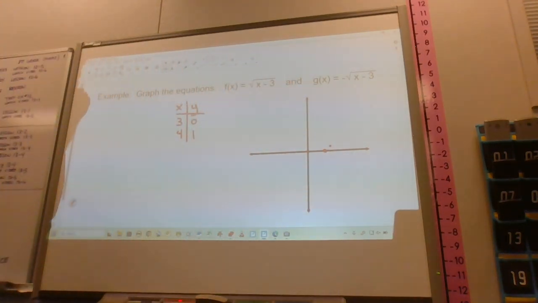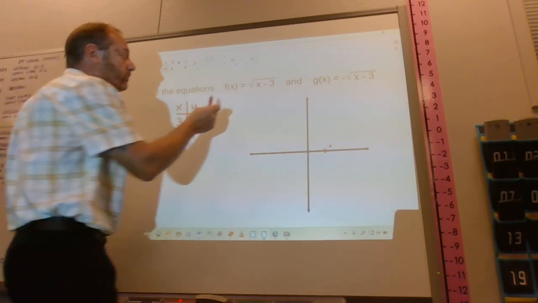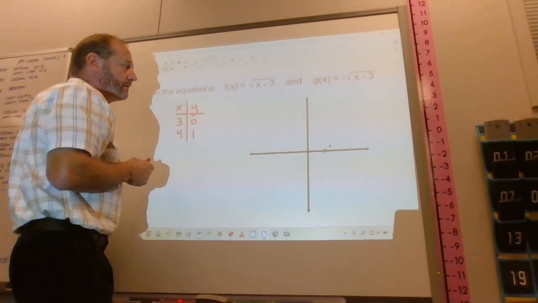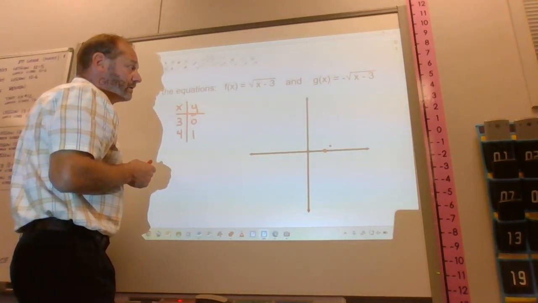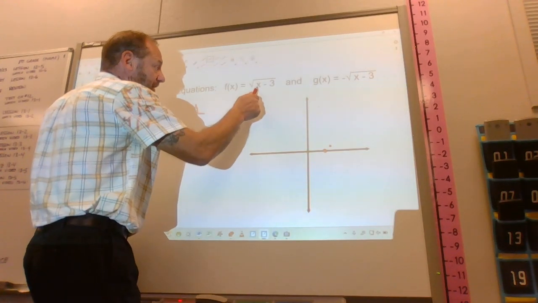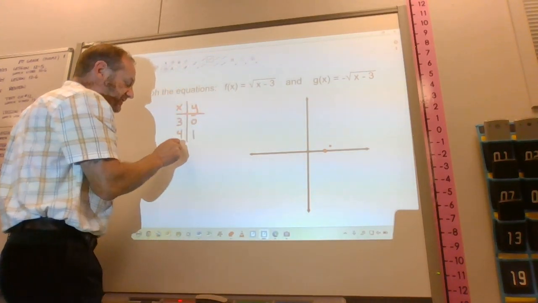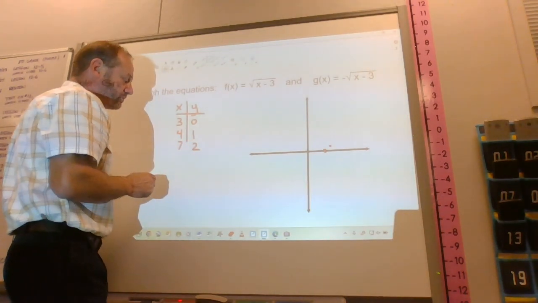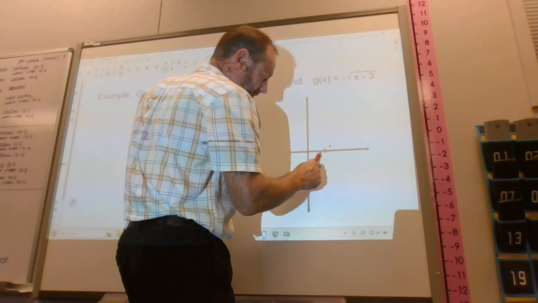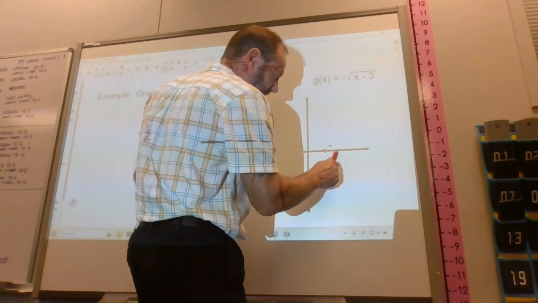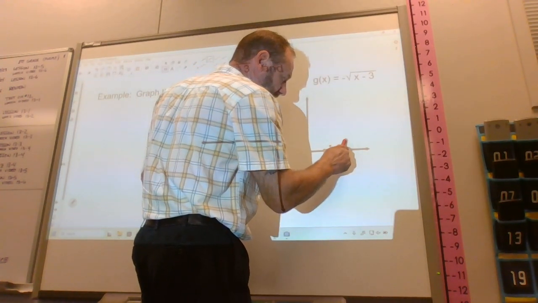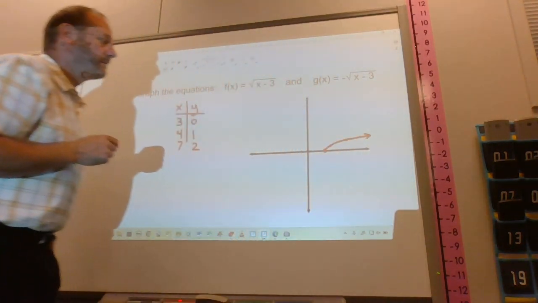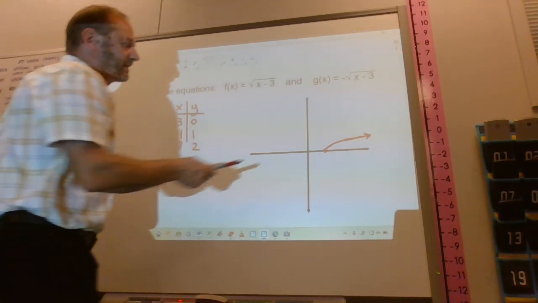Now, I'd like to have a really friendly number come out of this thing. I'd like to have a whole number come out. Well, the next perfect square is going to be 4, so I'm going to need a number that will make this 4. If I put in 7, 7 minus 3 is 4. When I square root that, I get 2. So 1, 2, 3, 4, 5, 6, 7 is going to give me 2. So my graph's going to look like this. Notice I put an arrow on the end because that thing's going to get bigger forever.